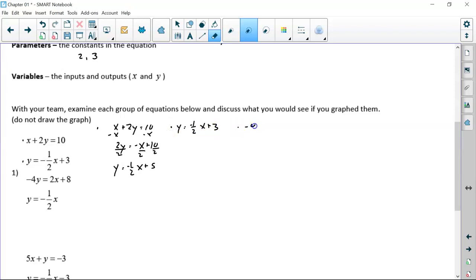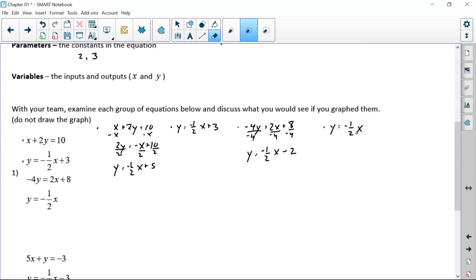Next, we look at negative 4y equals 2x plus 8. Divide each term by negative 4. And we end up with y equals, now 2 over negative 4 is negative 1/2 x minus 2. And our last equation, y equals negative 1/2 x.